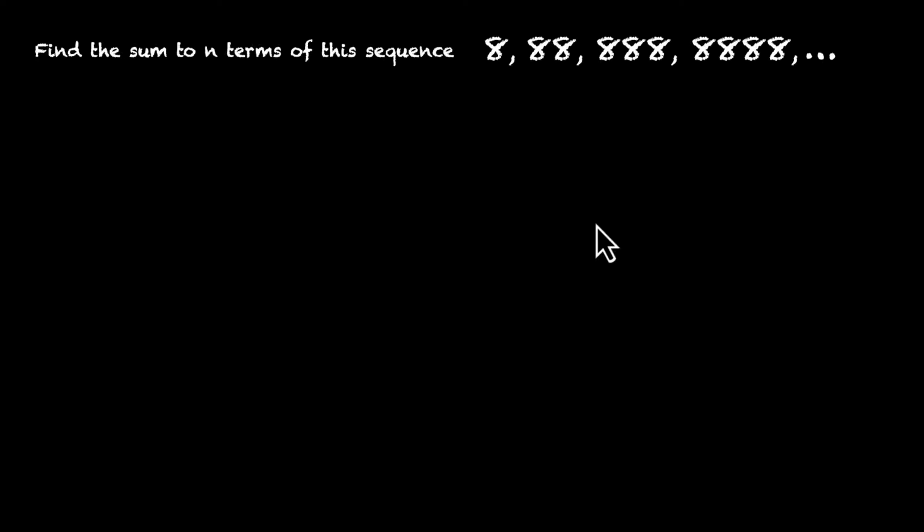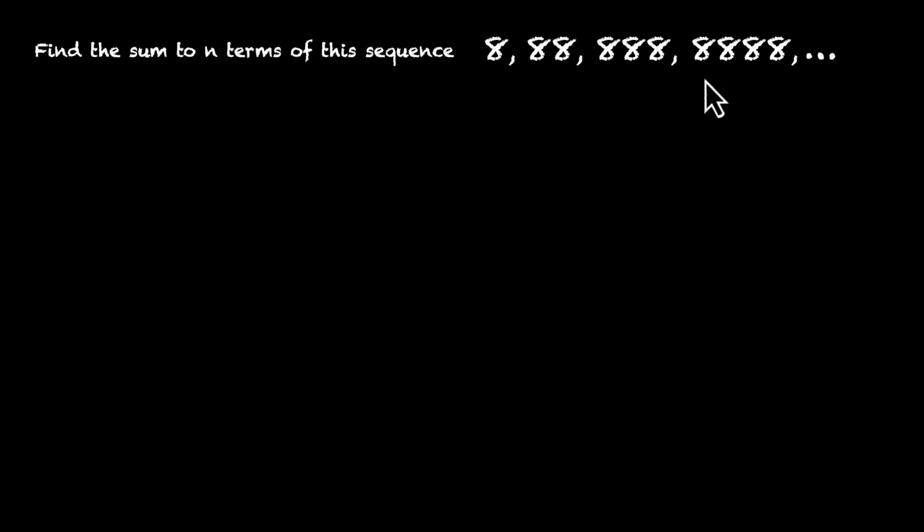What do we know? Do we know that these terms are in GP? They're definitely not in AP, but let's see if they're in GP. 8 times 11 is 88, but 11 times 88 is not 888. So the GP breaks here. There is no common ratio. Okay, so that's not useful. What else can we do?